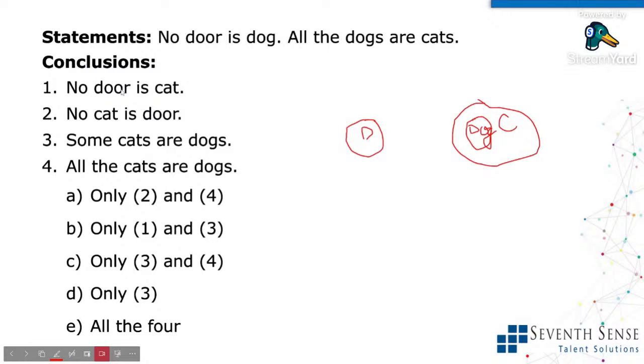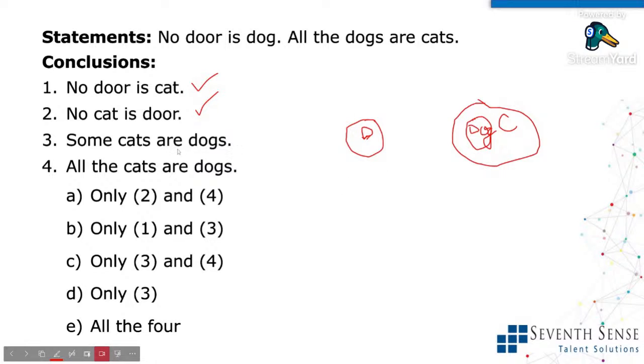Now, your conclusion. See here, you have four conclusions right now, guys. No door is a cat. No door is cat. Yes, agreed. No cat is door. Yes, agreed.